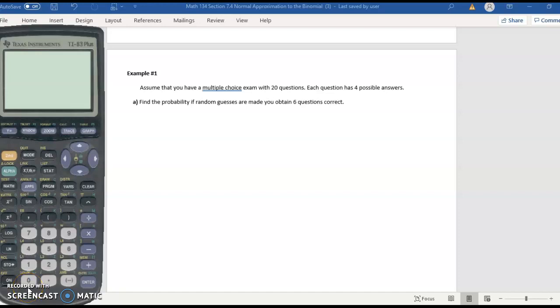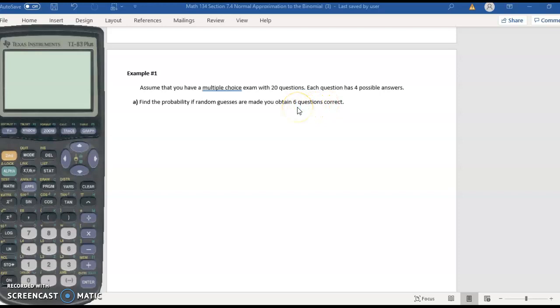Hello class, let's take a look at example 1. So example 1 deals with a multiple choice exam that has 20 questions, and each question has 4 possible answers. So what they want us to do here on part A is basically evaluate the binomial if you obtain a total of 6 correct questions.